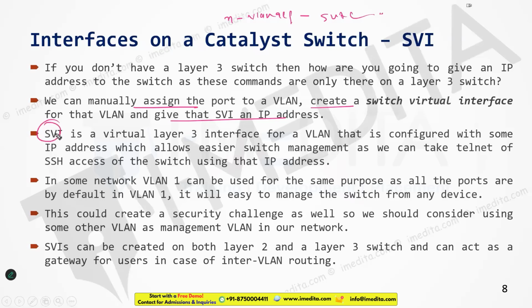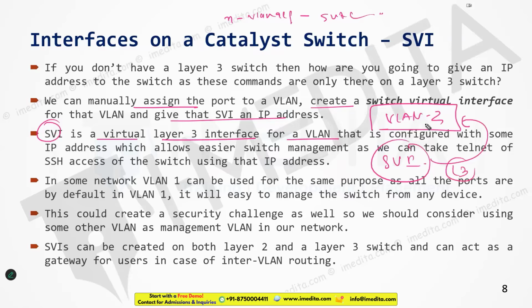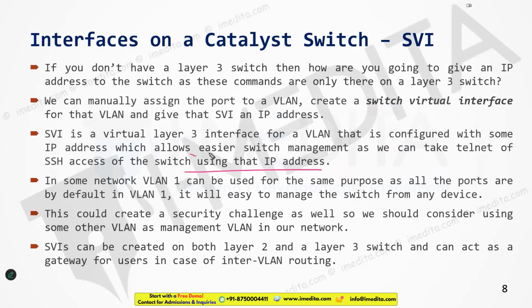SVI, or switch virtual interface, is a virtual layer 3 interface for the VLAN. VLAN is a layer 2 concept, and SVI is a layer 3 concept. SVI is in fact the layer 3 interface for the VLAN, where we can configure some IP address so that we can easily manage the switch, maybe from the remote access point of view, maybe from the telnet, SSH point of view, maybe from the DHCP and all those things point of view. We can do the management of the switch respectively.